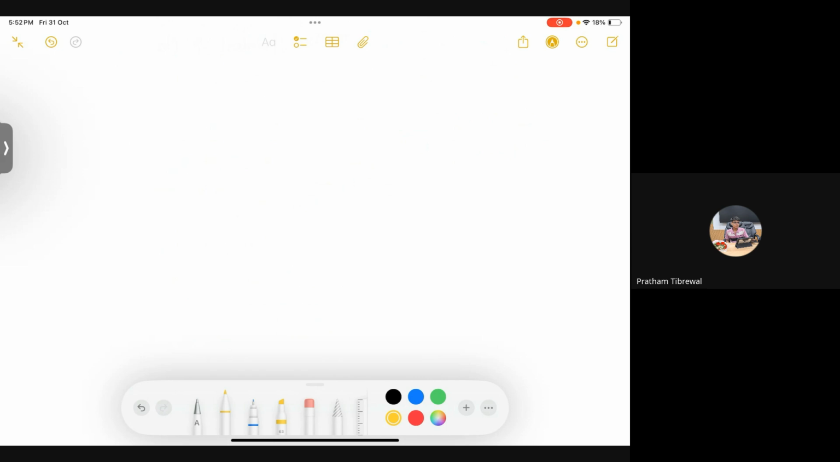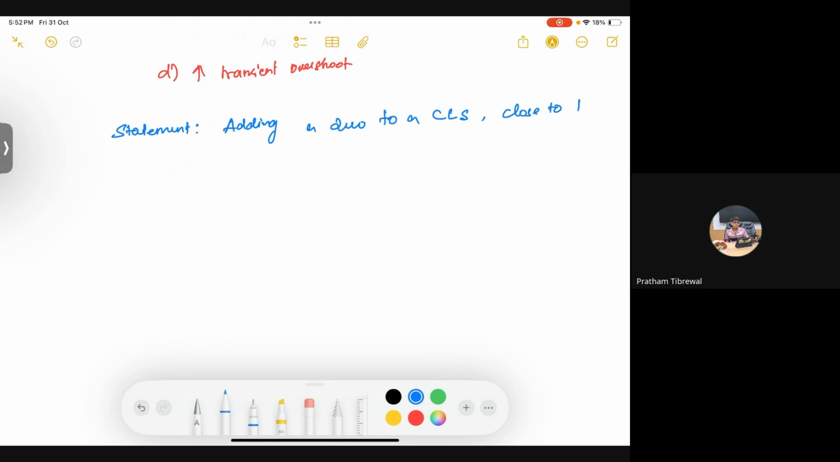I'll just add one more question and we'll wrap up this session. I'll make a statement. Let me know whether this is true or false. Adding a zero to a closed loop system close to the origin on the left hand side increases the rise time of the system. Think properly and answer. Don't rush to answer. Statement A true, statement B false.